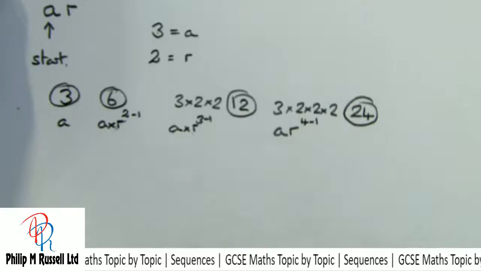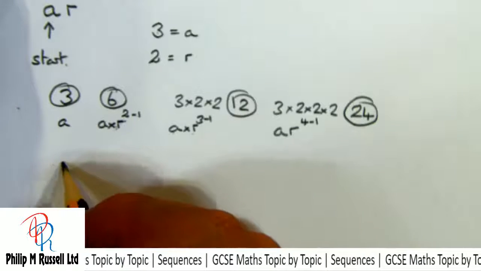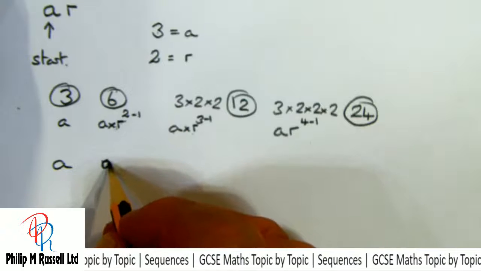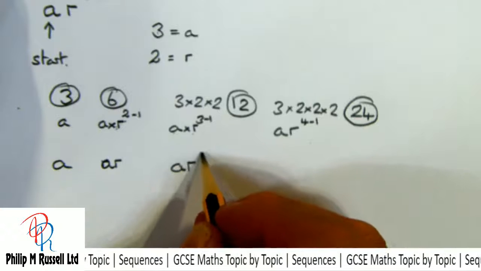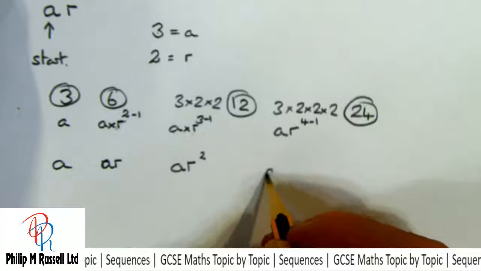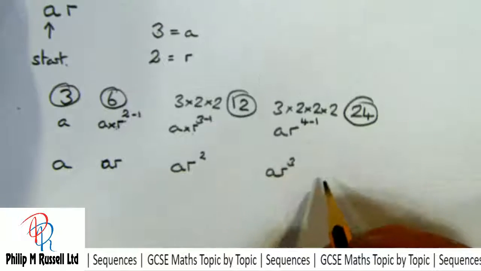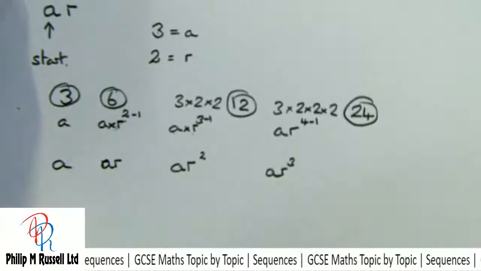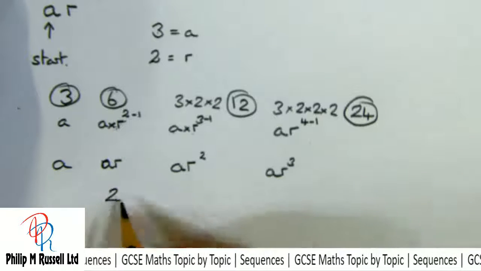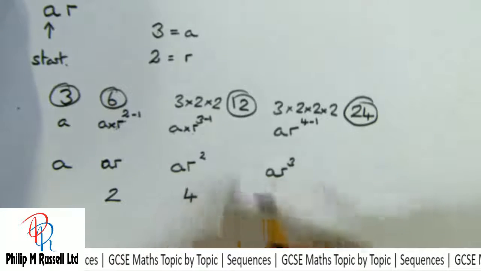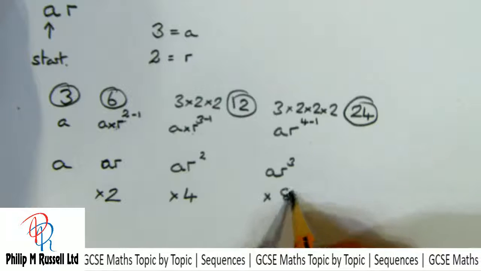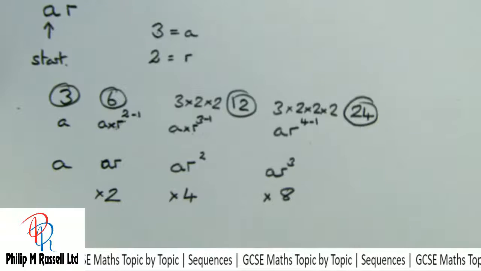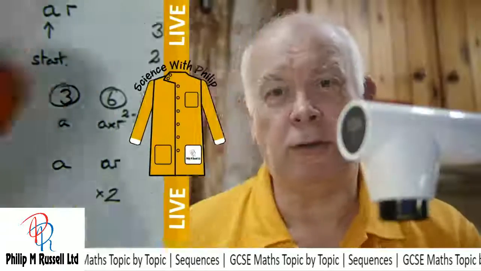We can think of this though as this one's going to be a, this one's going to be a times r, this one's going to be a times r squared, this one's going to be a times r cubed, and so we can think of this as if r is 2, then we're going to multiply by 2 squared, which is 4, and then we're going to multiply by r cubed, which is going to be 8. So it's another way of trying to look at these sequences and try and work out what they are.